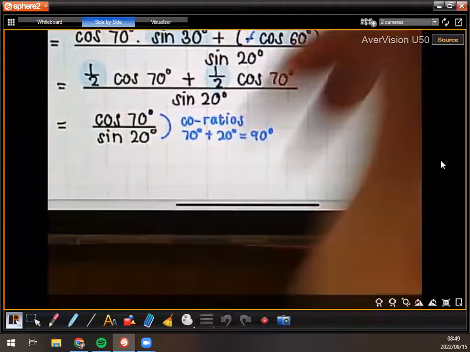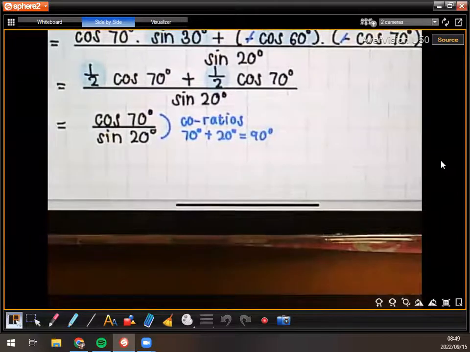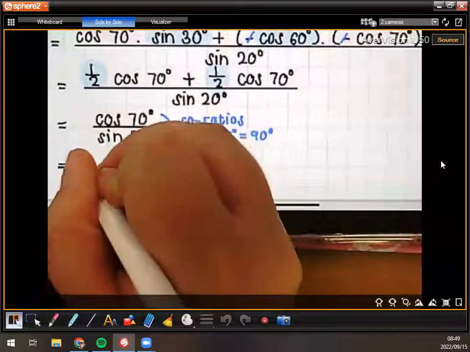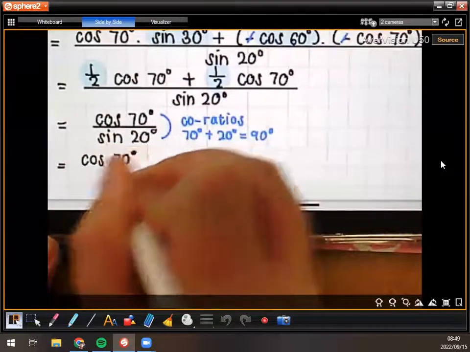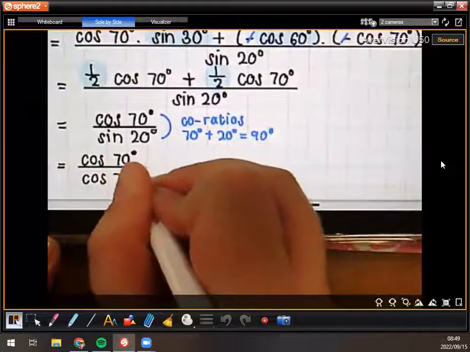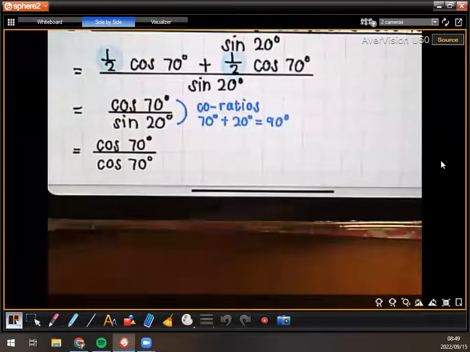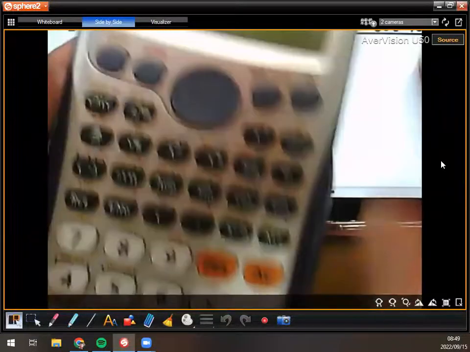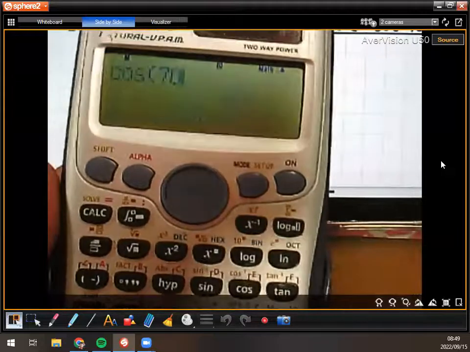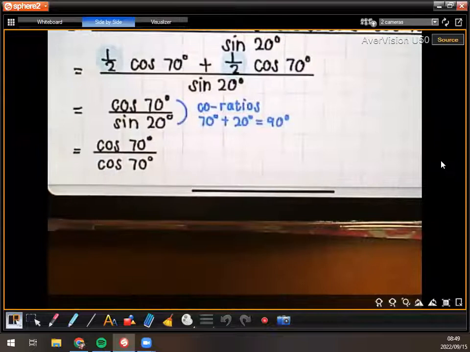So guys, what you're going to have to do is you can now decide. Cos 70 you can keep at the top, and sin 20 you're going to rewrite as cos 70. So we can do this: cos 70 over cos 70. If you type into the calculator, I know you're not allowed to at this point, but just to remind you, if you type in sin 20, you get 0.34, and cos 70 is the exact same thing. So they are actually equal.